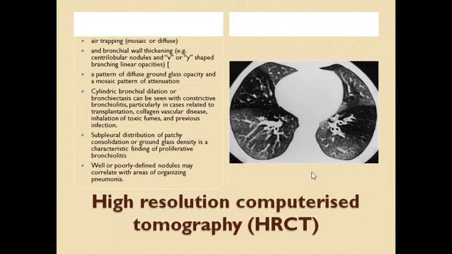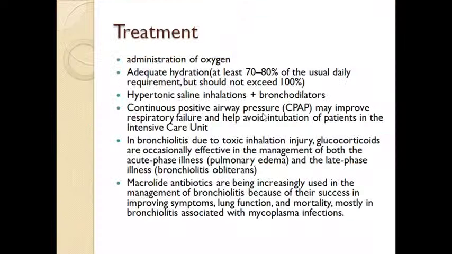On high resolution computed tomography, there is ground glass opacity, air trapping, especially during exhalation, bronchial wall thickening, and centrilobular nodules like a V- and Y-shaped branching linear opacity, subpleural distribution, and patchy consolidation. Ground glass opacity is a characteristic finding of proliferative bronchiolitis. That's why it's very important for diagnosis.